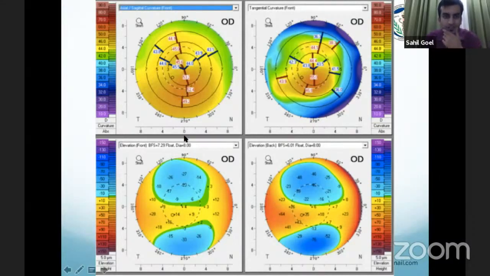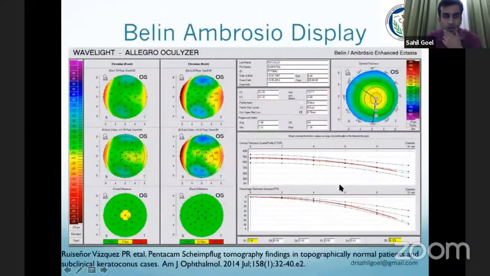So this is the basic sagittal map. These are the front and posterior elevation maps. These are the indices used by various tomographers to help you interpret the tomography. Please understand that these indices, like for Pentacam, we commonly use the Belin-Ambrosio display, are not the basis of corneal tomography interpretation. These are just external aids for the clinician to help understand and interpret the tomography easily or in a fast way. But this is not the basic.